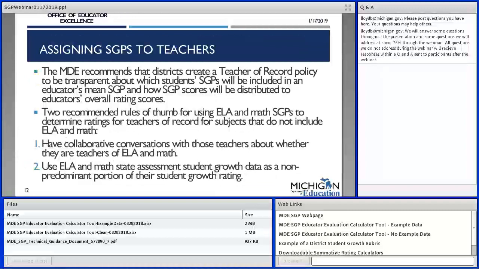So there are a number of different choices in districts across the state. In our conversations through our workshops and webinars and through our personal interactions, we found that districts are using differing policies for assigning student growth percentiles to teachers and to teachers of different assignment types.